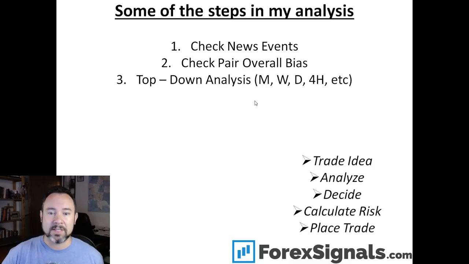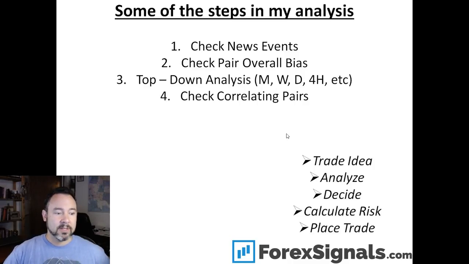Top-down analysis, that's the next step I was just mentioning to you. Monthly, weekly, daily, 4-hour, etc. Check for correlating pairs. That's another thing I sort of already mentioned. If you know you want to be selling a yen cross, then find the one that's going to give you the most bang for your buck. For example, the euro has been weaker today. The Aussie has also been quite weak here in the last few hours. So selling the euro yen or the Aussie yen would fit these criteria so far.